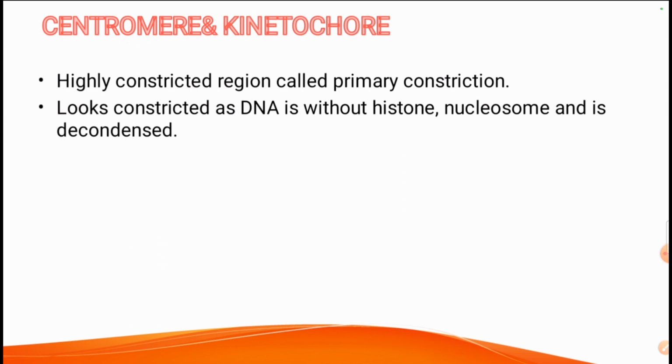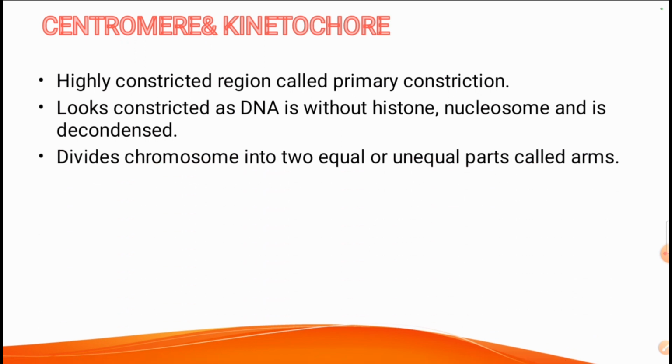Got it? Then it divides the chromosome into two equal or unequal parts, which we call arms. So the centromere is dividing the chromosome into two equal or unequal parts.